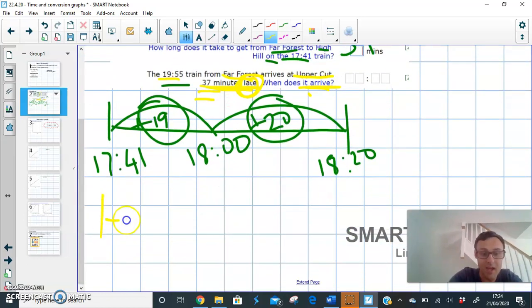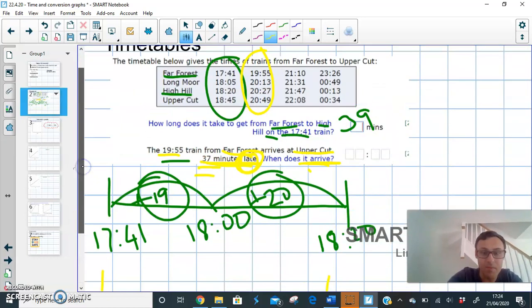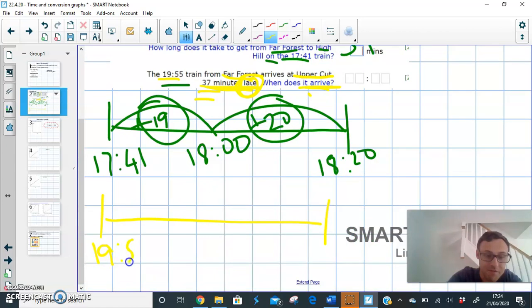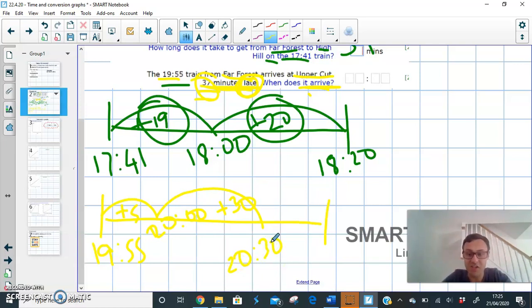So I would do myself a number line. I know that it is late. That's typical for trains. So it's 1955, and I need to add on 37 minutes. Well, I'm going to add on 5 straight away to get me to 2000 hours. I'm then going to add on another 30 minutes. That gets me to 2030. I've added 35 already, and I need to add 37, so we're doing another 2, so that's 2032. So I'll type in there 2032. So that's the time it arrives because it's late.